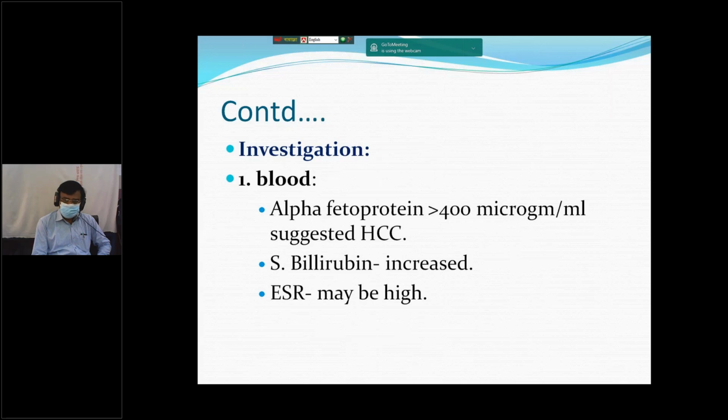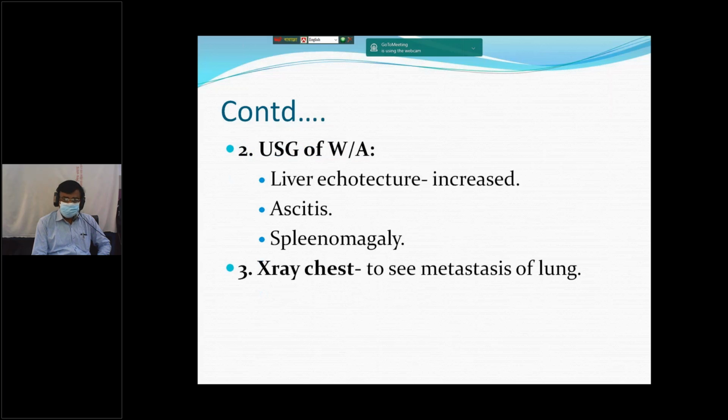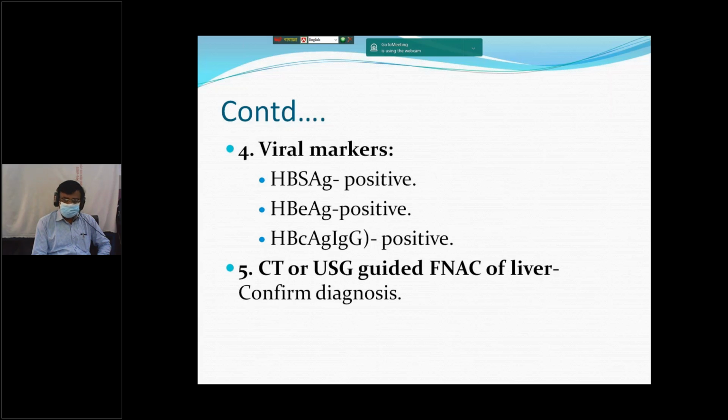Regarding investigation of this patient, alpha-fetoprotein more than 4,000 microgram per ml suggests hepatocellular carcinoma. Serum bilirubin increased, ESR may be high. Ultrasonography of the whole abdomen: liver echotexture increased, ascites present, splenomegaly present. Chest X-ray to detect metastasis to lungs. Viral markers: HBsAg, HBeAg, and HBcAg, anti-HBc IgG variety. CT guided or ultrasonic guided biopsy of the liver will confirm the diagnosis.